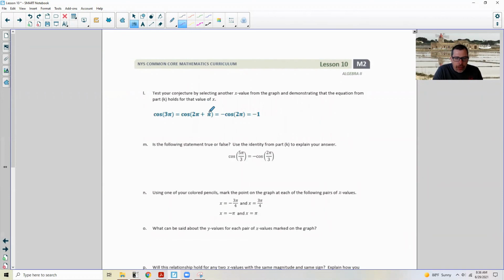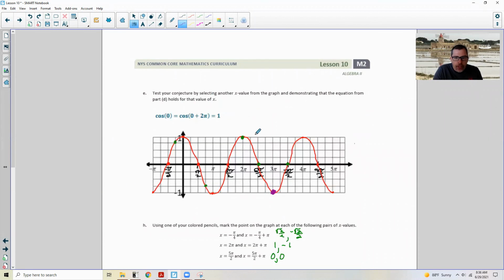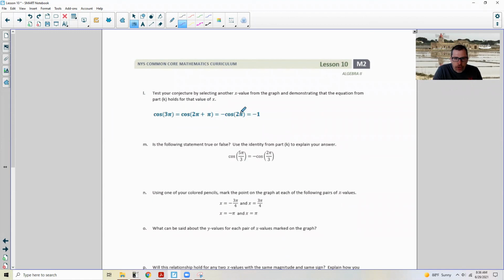Cosine of 2 pi plus pi is equal to 3 pi. That's true. And by definition, that has to equal the negative of cosine of 2 pi. So if I look at the cosine of 2 pi and negate it, I should get negative 1. So is the cosine of 2 pi 1? That's what I'm checking. So the cosine of 2 pi, there it is. It's 1. So the negative of cosine 2 pi would be the negative of that 1. And so that is true.